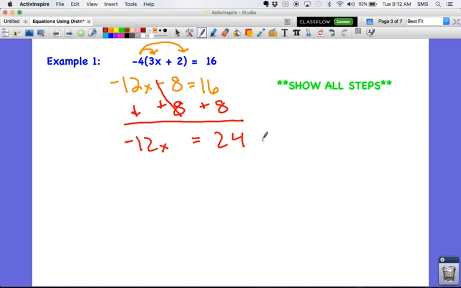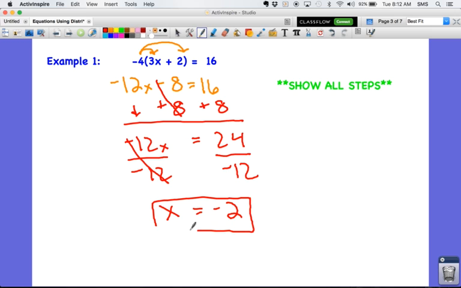Now I have -12x is equal to 24. I divide by -12 because this is multiplication. The opposite of multiplication is division, and the division will cancel it out. Whatever I do to one side, I have to do to the other, and I get x equals positive divided by negative, which is -2. And I am done. There's my answer.